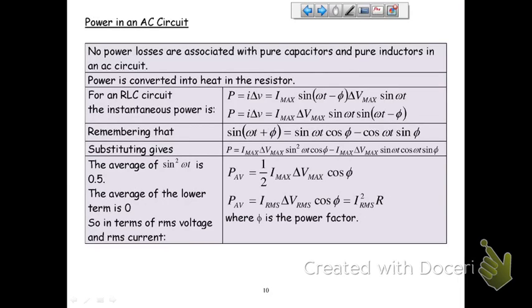for an RLC circuit, power is equal to this. And if we remember that and we substitute, we end up with power equals I squared R, where I is an RMS current. We did that before. We just said we've got to work in terms of that. And I'm okay with that.